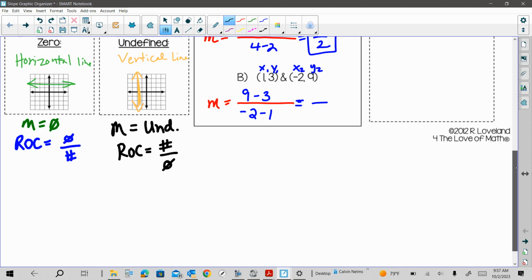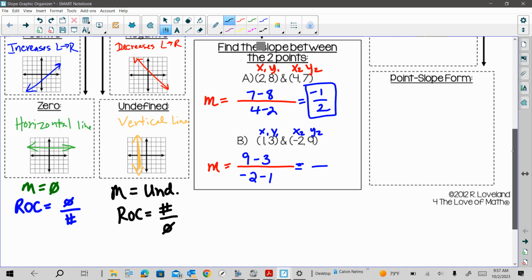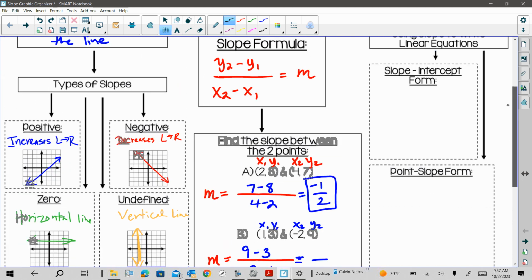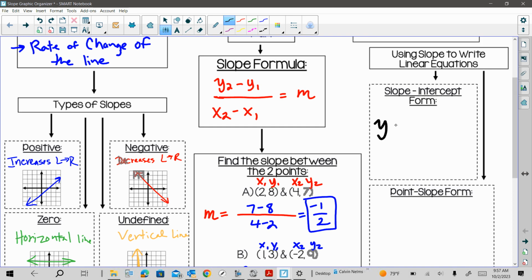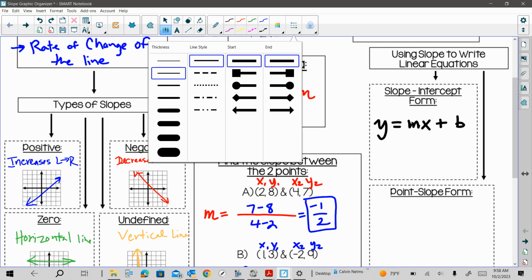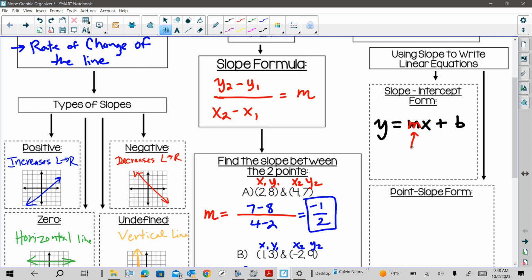All right, so there's two types of forms we need to be familiar with. Slope-intercept form. Slope-intercept form looks like this: y equals mx plus b. The m in the form, whatever's in front of the x, that is your slope. The b is the y-intercept. So m is the slope, b is the y-intercept.